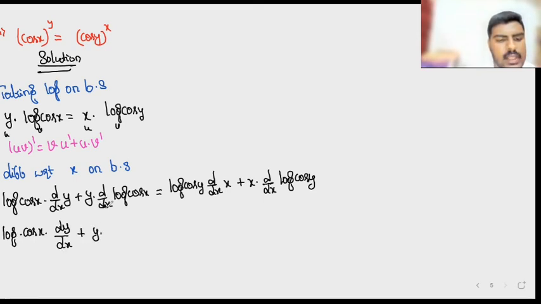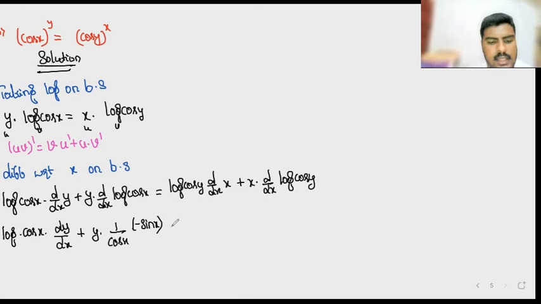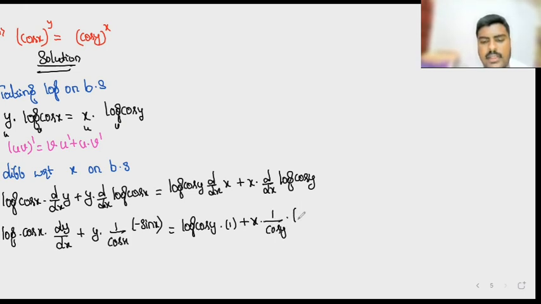Plus y into d by dx of log cos x means 1 by cos x into the derivative of the internal function cos x, which is minus sin x. And again, equal to log cos y we keep here, into d by dx of x, that means 1, plus x into d by dx of log cos y, that means 1 divided by cos y into minus sin y into dy by dx. Did you understand all of you?